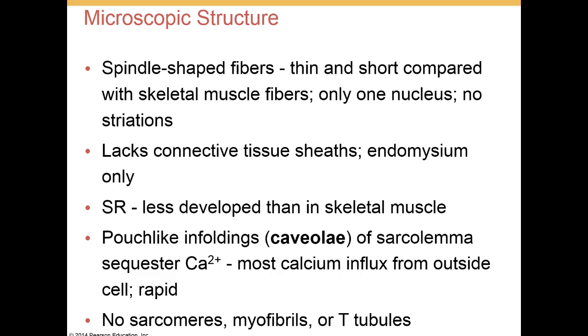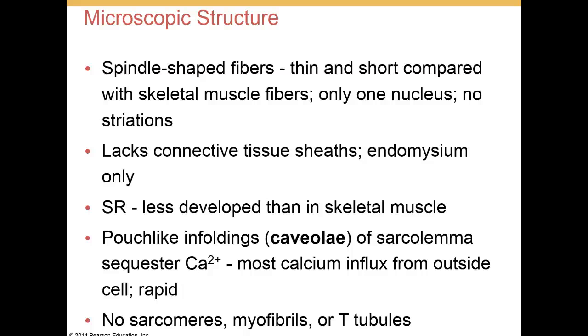Microscopically, smooth muscle is very different. It's spindle-shaped cells, so they taper at the two ends. They only have one nucleus and no striations. They don't have all those layers of connective tissue. You just have endomysium surrounding each cell and holding all of the cells together. There's much less sarcoplasmic reticulum, SR, than in skeletal muscle or even than in cardiac muscle, which means that very little calcium is stored inside.